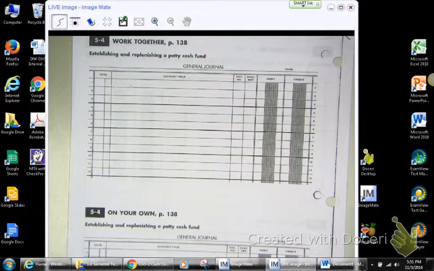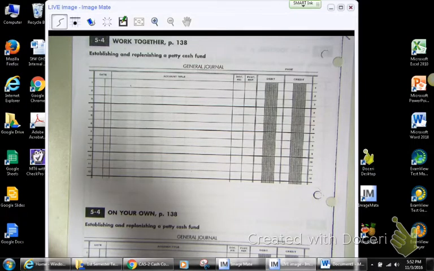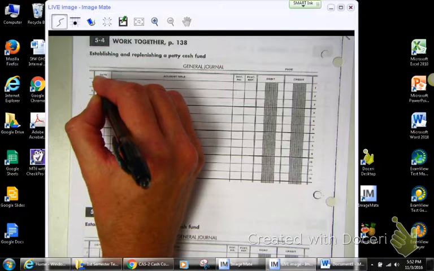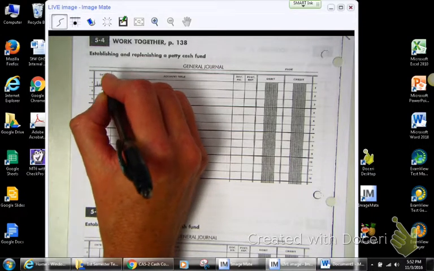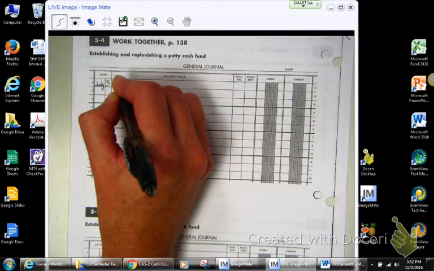To analyze this transaction, we can hear in there that we've paid cash. So automatically when we hear the words paid cash, we know that we're going to be doing a credit to our cash. And then the other piece of that transaction, we know that we're establishing a petty cash fund. Our petty cash fund is an asset. So if we're establishing it, we're going to be increasing that asset account, and so we're going to do a debit. On July 3rd, we're going to do a debit to the petty cash fund.